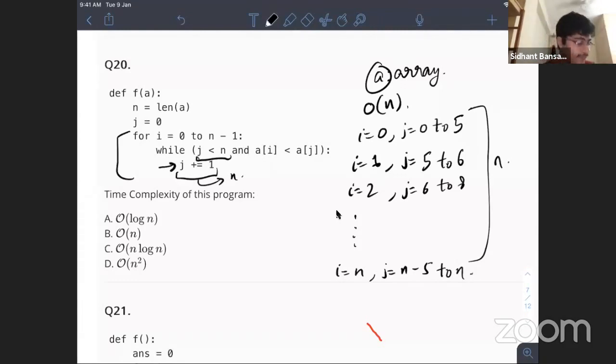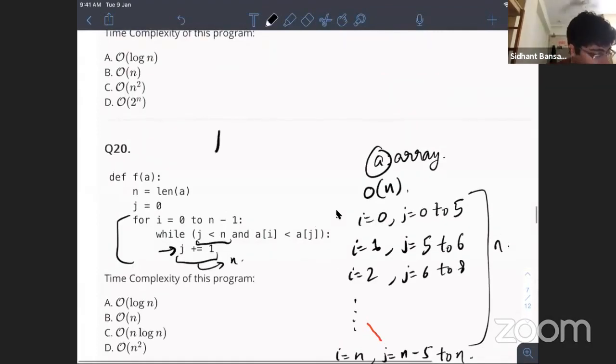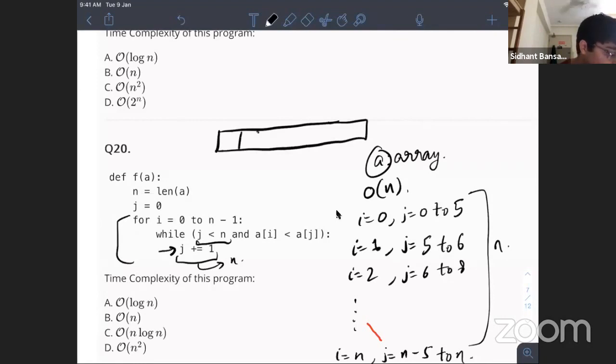And intuitively, if you want to think about it, this is the more mathematical way that I showed earlier. You can think about it like this. Given an array, I and J first are both starting here. In each iteration, I is moving ahead, right? And J is kind of sliding to the right. J can never go back left.